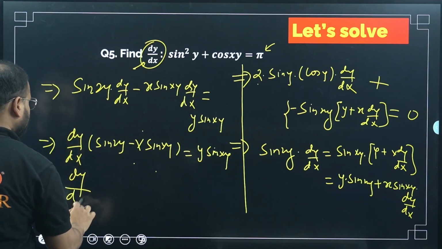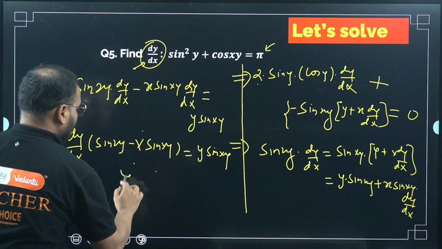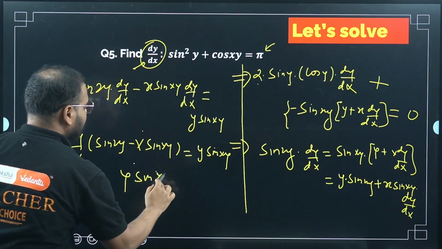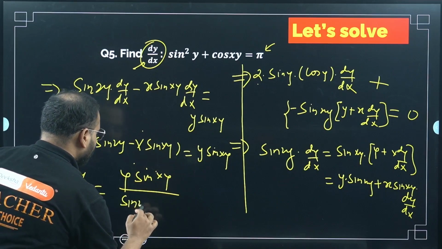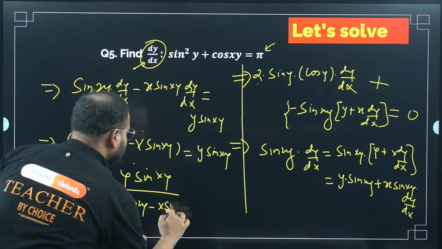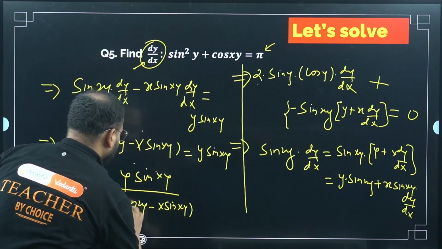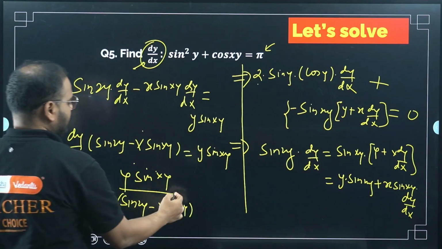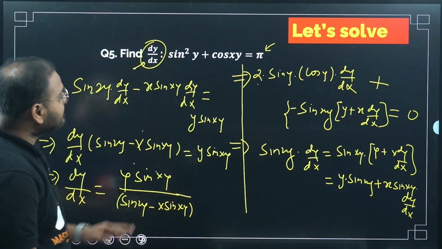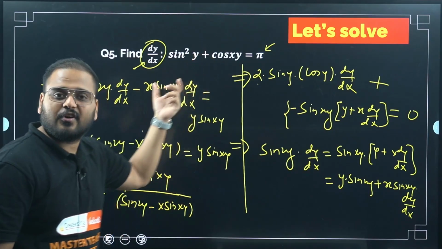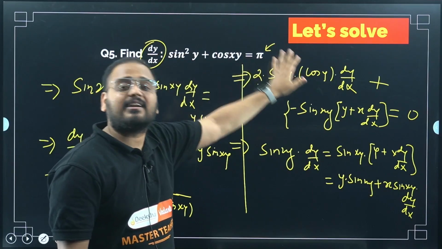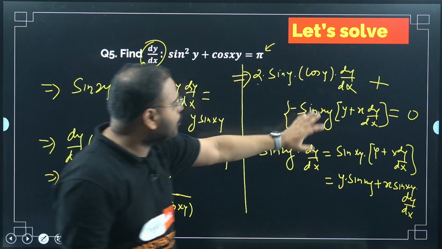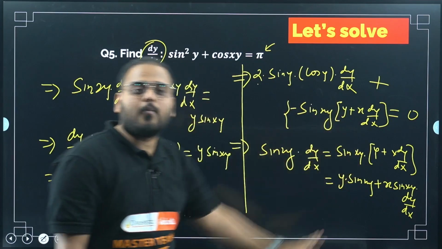dy/dx equals y sin(xy) upon this whole thing, sin 2y minus x sin(xy). This is my answer. Please check. I had to differentiate with respect to x for the entire left-hand side and right-hand side. RHS is constant, so 0. I had to apply this. I hope you understood this.